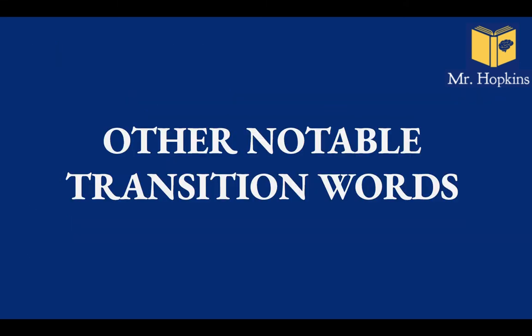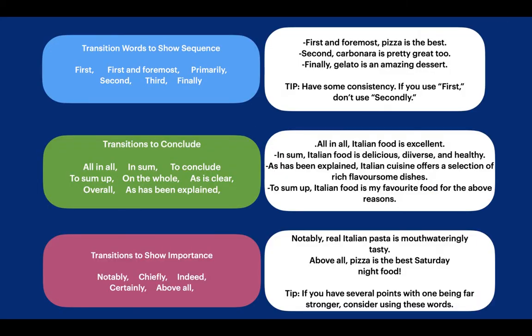Here's just a couple of other notable transition words. So the first are transition words to show sequence. You can say first, first and foremost, primarily, second, third, finally. Some examples. First and foremost, pizza is the best. Second, carbonara is pretty great too. Finally, gelato is an amazing dessert.